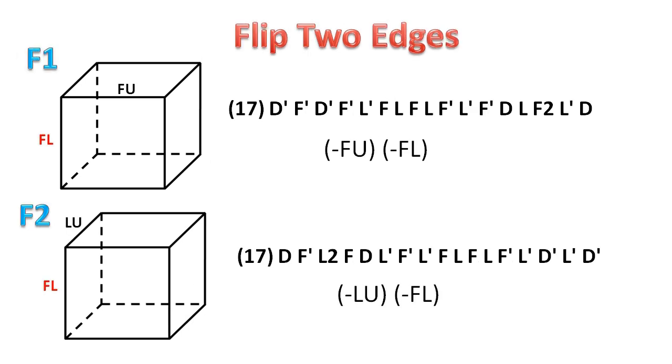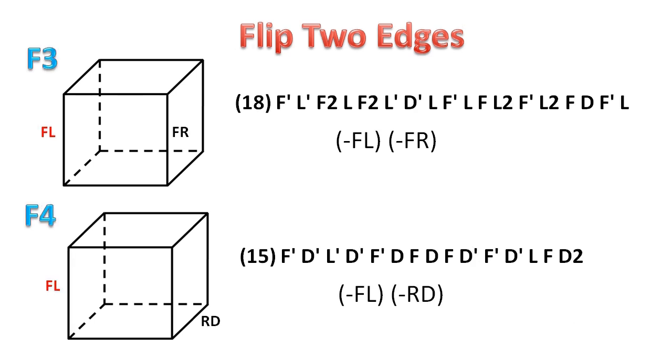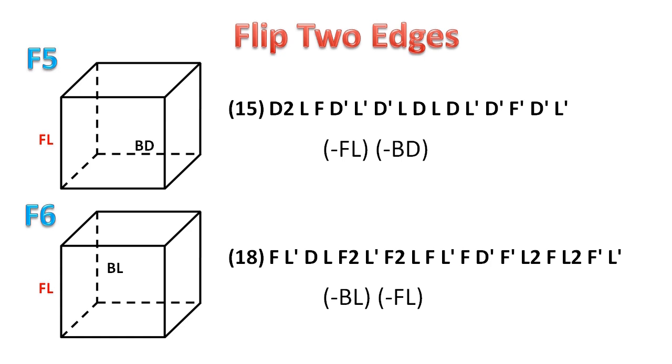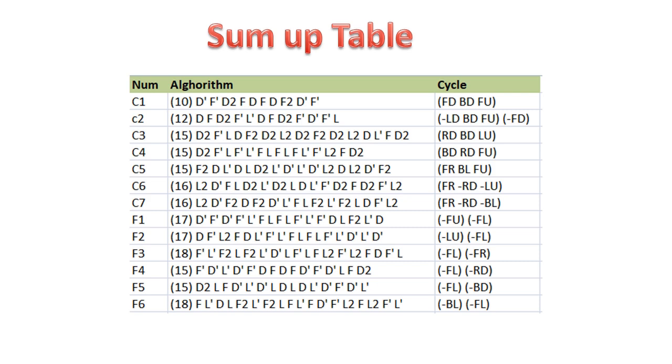And now we start the algorithms which flip 2 edges. We start with algorithm T1 and T2, which flip 2 edges. They are both composed of 17 moves. We have algorithm T3 and T4, again, which flip 2 edges of 18 and 15 moves. And we have algorithm T5 and T6 of 15 and 18 moves. All algorithms have been tested and they work. If you cannot implement a move, then try to rotate the face the other way around, and it will work.